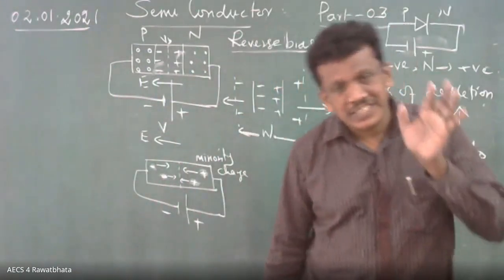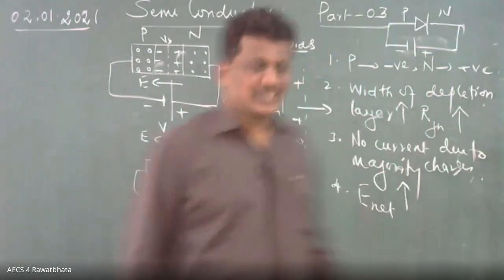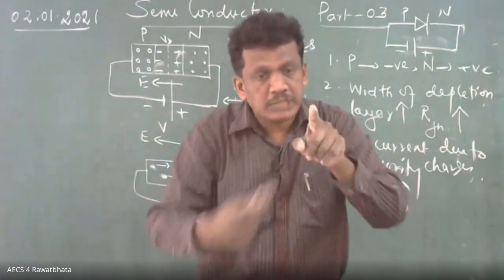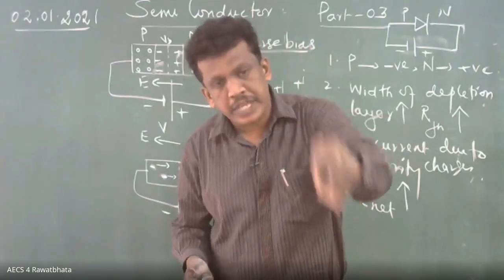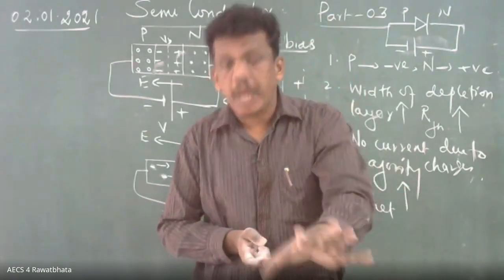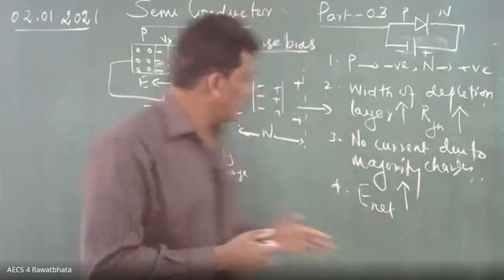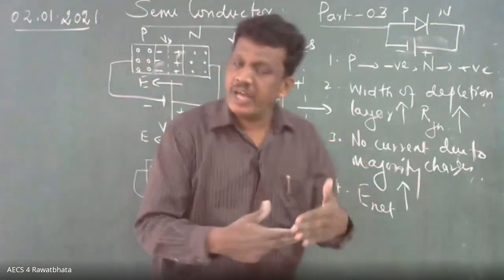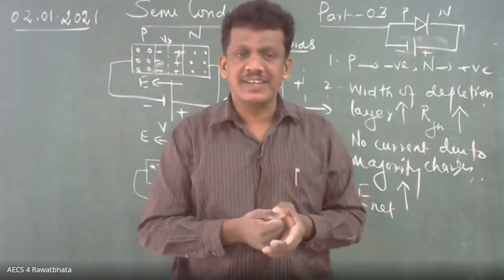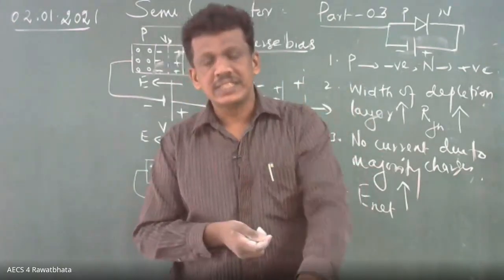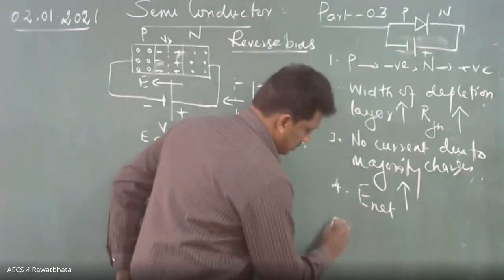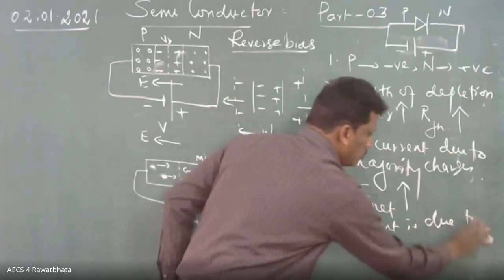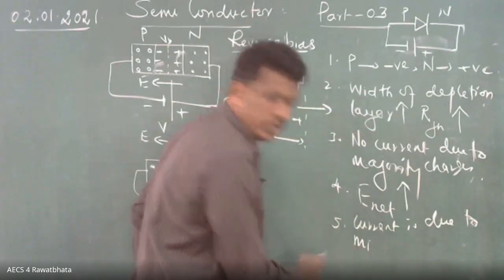Now the minority charge carriers are repelled. So minus, plus, plus. So now the minority charge carrier moves, because of the breaking of covalent bond, because of the temperature. Okay, so now they are repelled. Now they diffuse across the junction. So the minority is what? Less in number. So when the charge carrier is less, the current also is less. Yes. So now the current is due to minority. Whether visible? Yes.